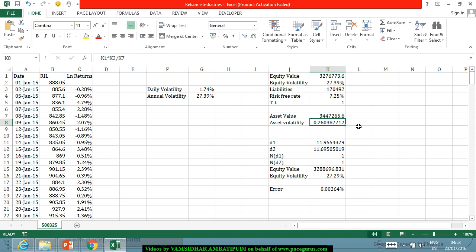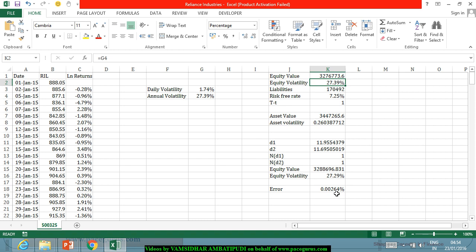Based on that, we got into the option pricing formula, used D1, D2, ND1, ND2, all that stuff, right? And now we want this value to be as close as possible to the current equity value. Based on this, I want the remaining values, the asset values and everything else, to be adjusted. So that's where I want the error to be as little as possible.